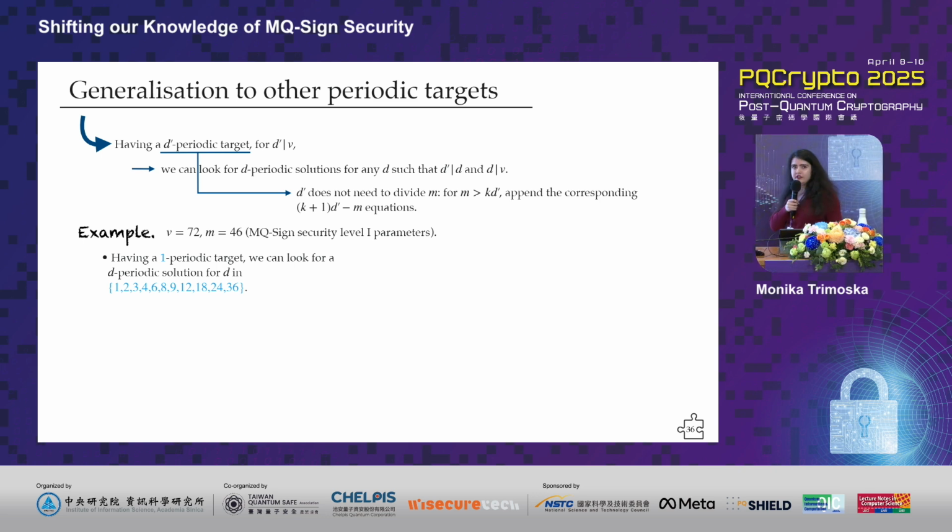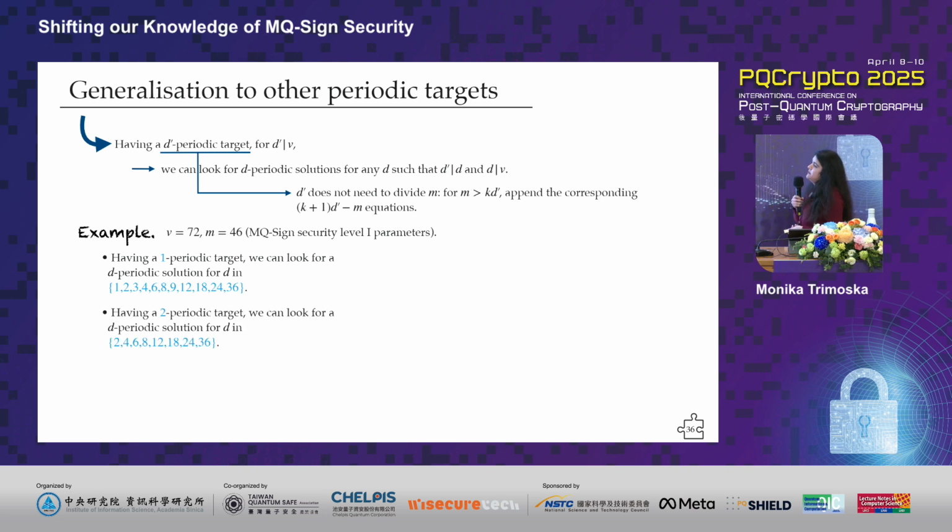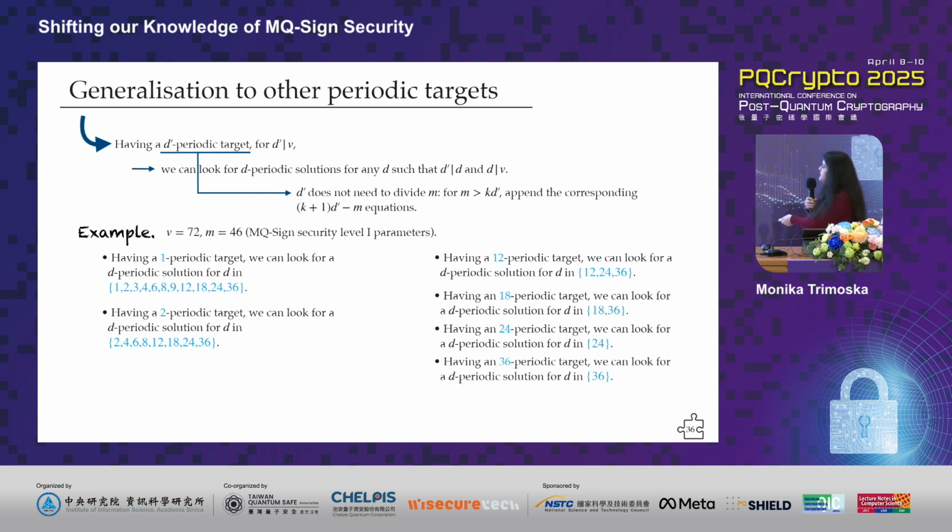Having a 1 periodic target, like the 0 vector, we can look for a 1 periodic, 2 periodic, 3 periodic solution, and actually we were very lucky with MQ sign parameters because this 72 has a lot of divisors, so we could try a lot of things. But if you have a 2 periodic target, then you can only do vectors that are multiples of 2. If you have a 12 periodic target, you can only do 12, 24, 36, and so on. And for these remaining ones, you only have one possibility.